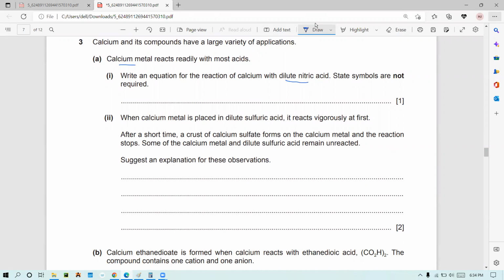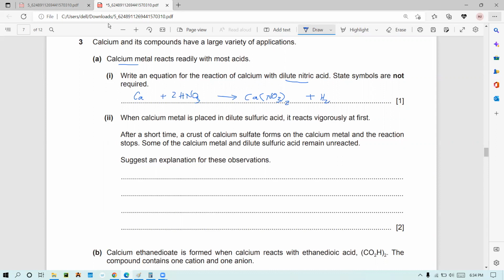Whenever a metal reacts with an acid, hydrogen gas is produced. So in this reaction, when calcium reacts with nitric acid, which is HNO3, you get a salt. The salt is calcium nitrate and hydrogen gas. State symbols are not needed, but we have a balance equation. To balance, I'll write 2 over here.